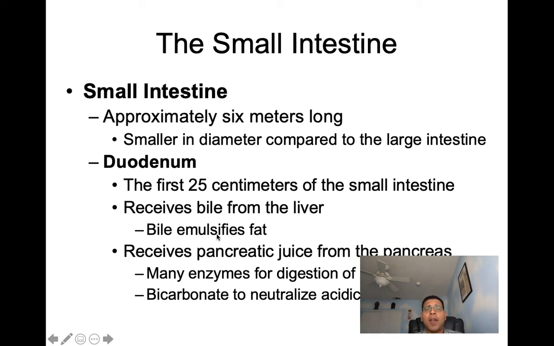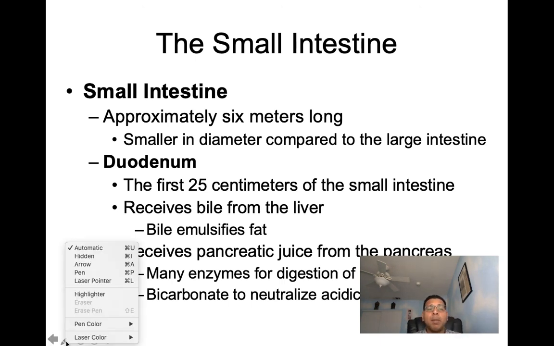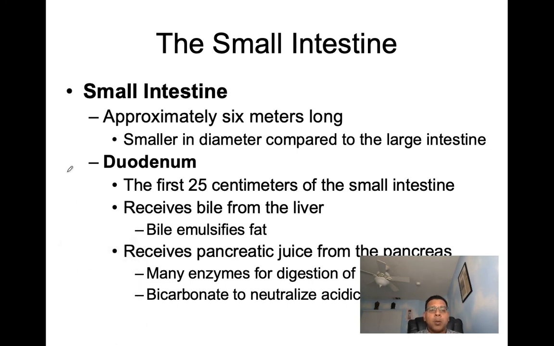What does emulsifying fat mean? It's involved in the process of emulsification. What does this all mean? This bile is involved in breaking down fat from being one big glob of fat to being smaller fat droplets. Let's say we have one big glob of fat. This process of emulsification, this bile, breaks down this big fat globule into smaller fat droplets.